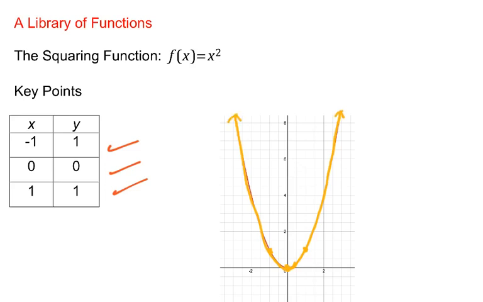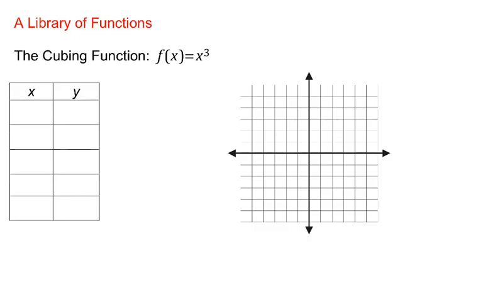So know the identity function, the line at a 45-degree angle. Know the squaring function, the parabola. What about f of x equals x cubed? That sort of makes sense. We've looked at x, x squared, x cubed. Well, again, let's just plot points. Pick the same values for x. These are just great values for x.